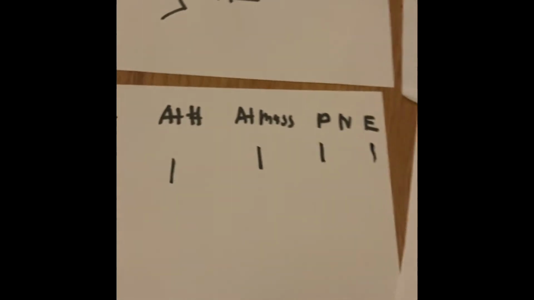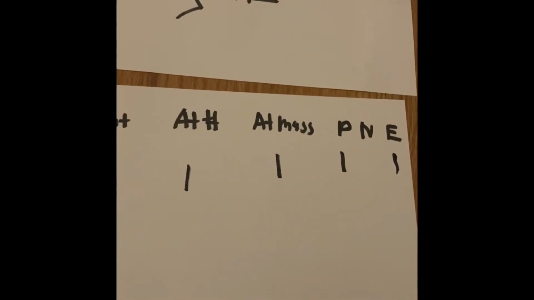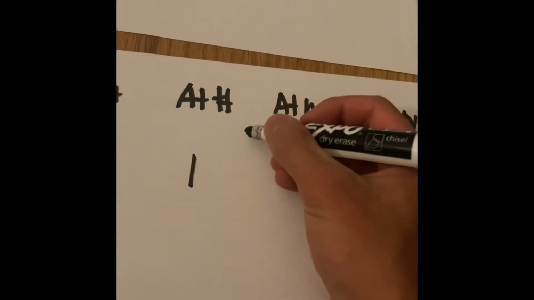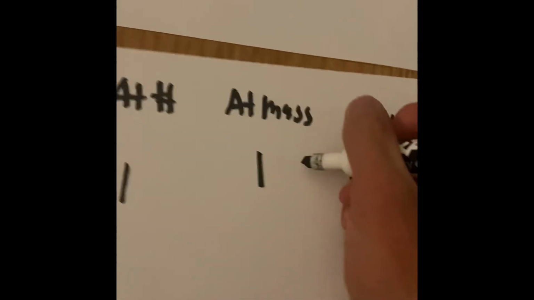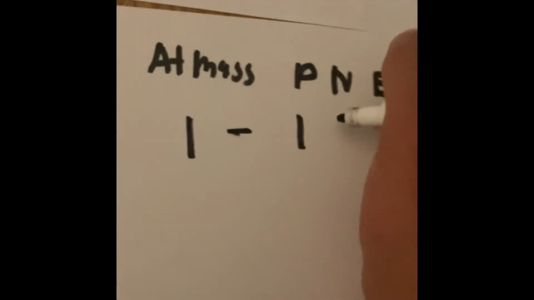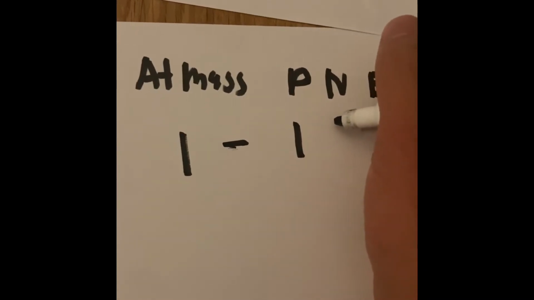But what about neutrons? What about this one right here? Well, here's the mathematics involved with it. What we have to do is the atomic mass subtracted by the number of protons is going to bring us the number of neutrons.